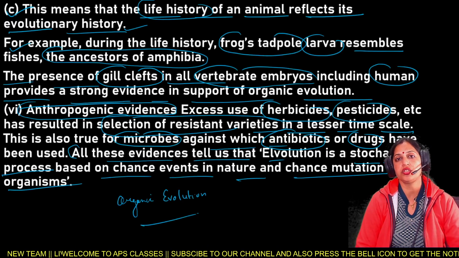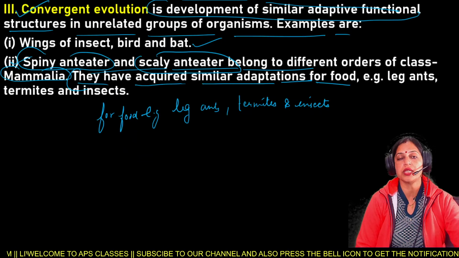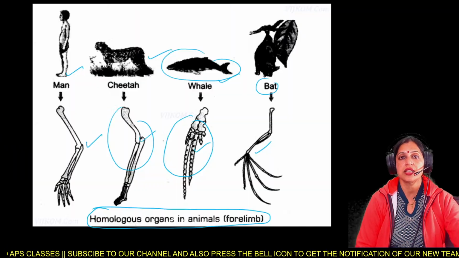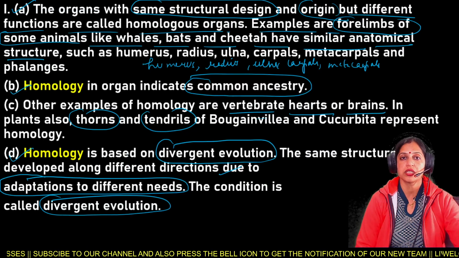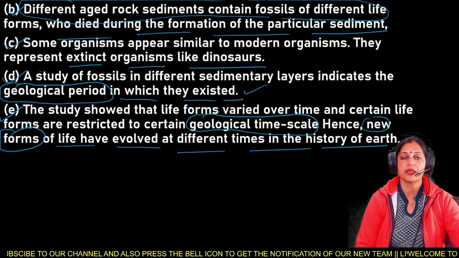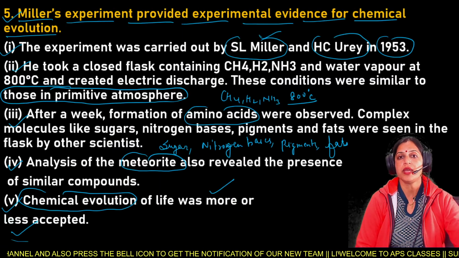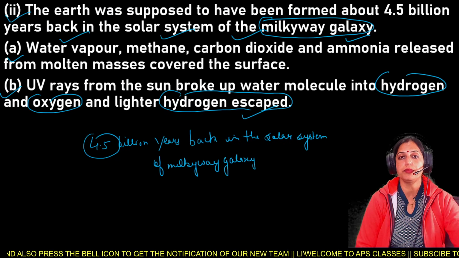So here, beta, this is all about the chapter Evolution, chapter number 7 for class 12th, and this is our short notes revision for the term 1 examination, or the quick revision for the first term examination. So here we complete this chapter.